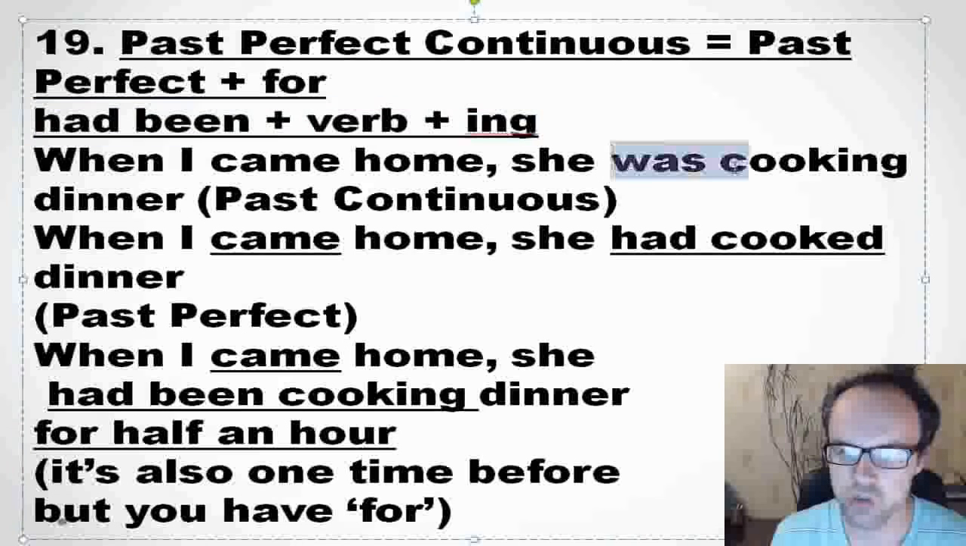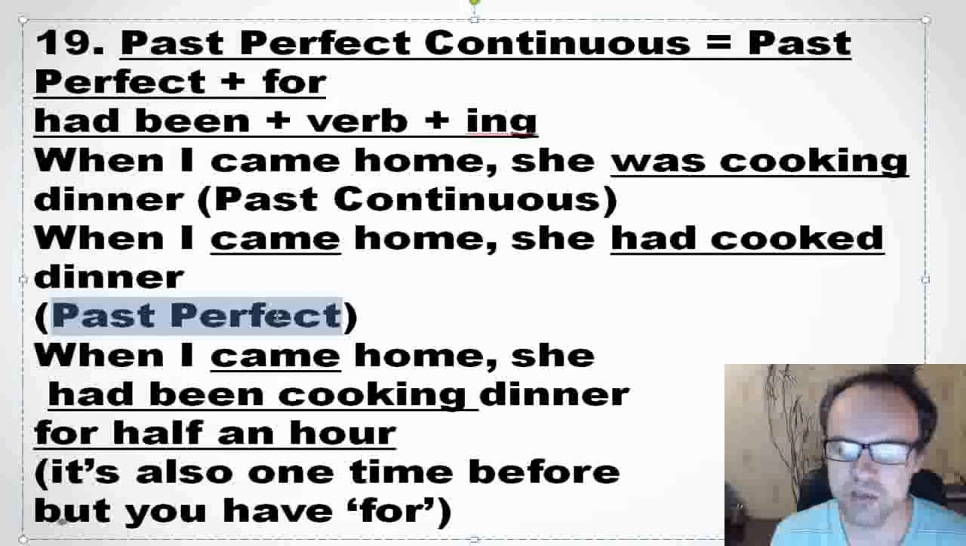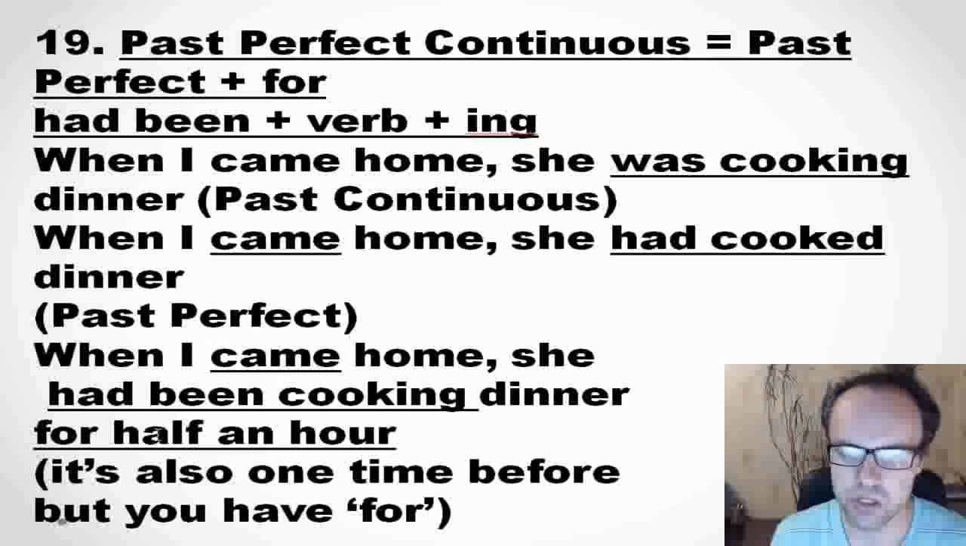When I came home, she was cooking dinner, so it's past continuous. When I came home, she had cooked dinner, it's past perfect, it's one time before. When I came home, she had been cooking dinner for half an hour, okay? So it's also one time before, but you have for, okay?